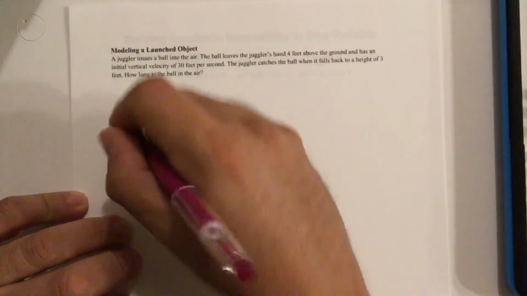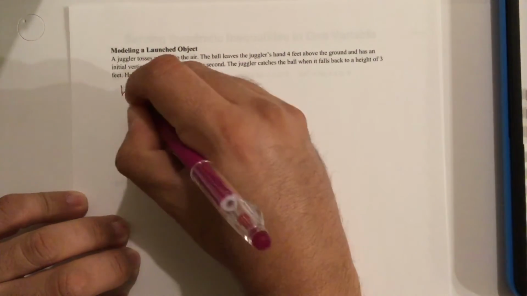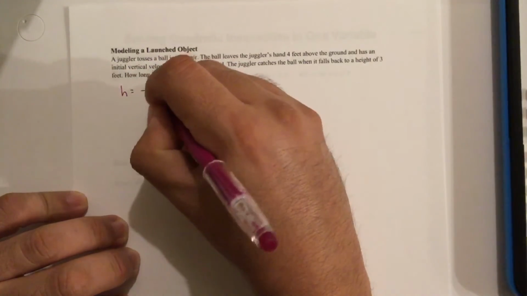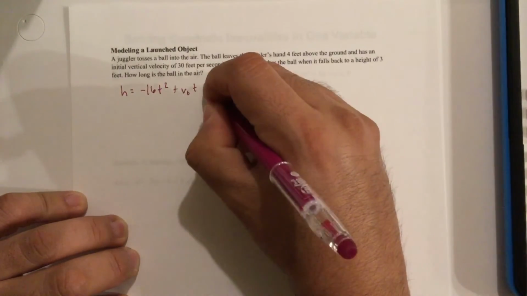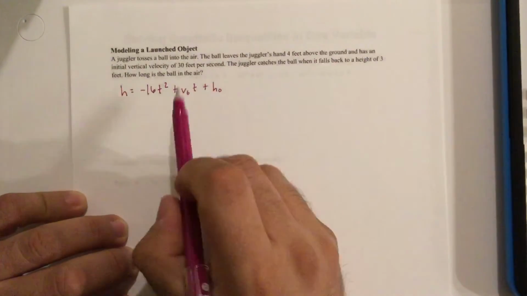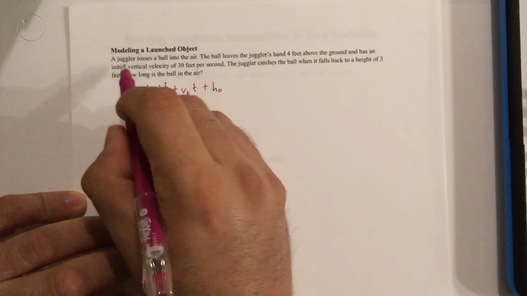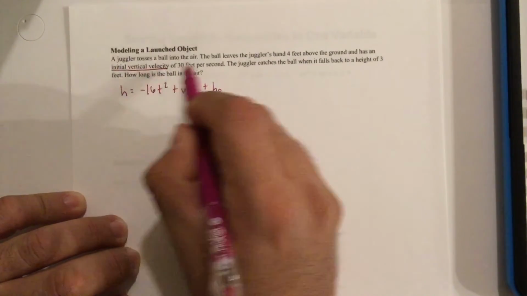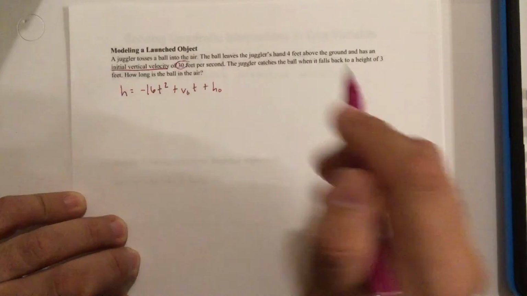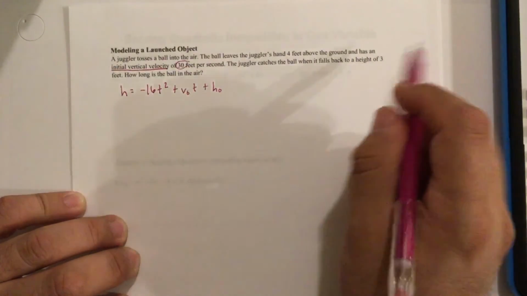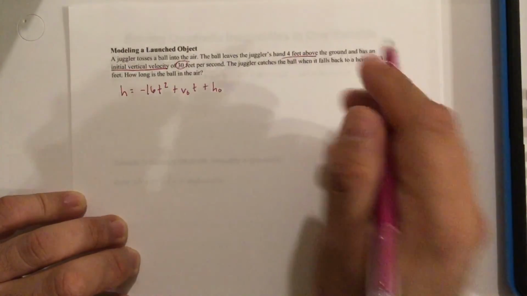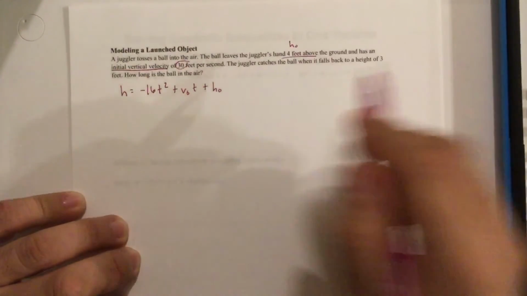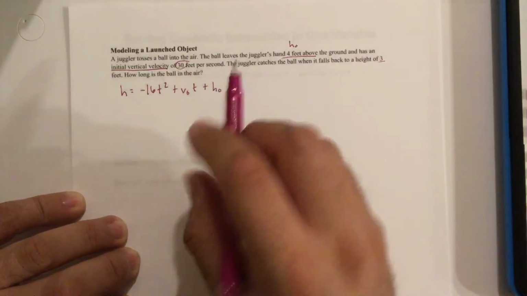we're just going to take the equation. One of the equations we had was h equals negative 16t squared plus v sub 0 t plus h sub 0. Now, v sub 0 is your initial vertical velocity, so that's 30 feet per second. h sub 0 is your original height, so in this case, 4 feet was where it started. That's our original height. And then last, our final height is when he caught it at 3 feet.